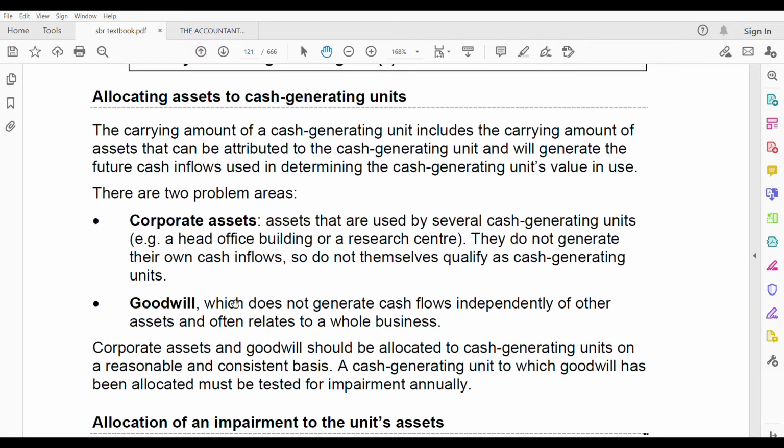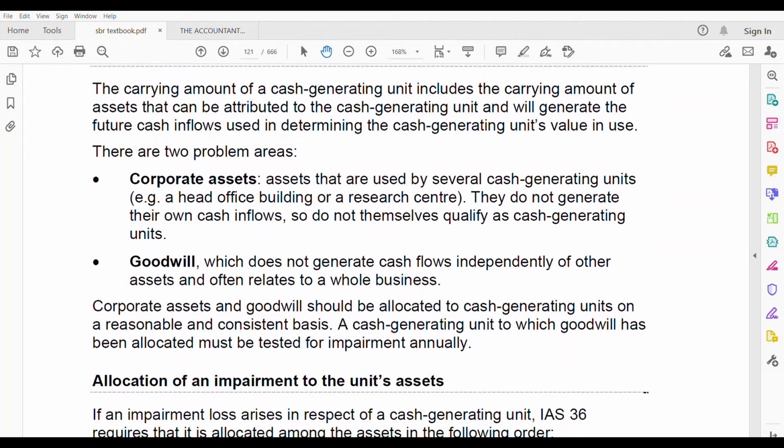And there are two problem areas. What is it? One is goodwill, one is corporate assets. See, corporate assets are assets that are used by several cash generating units, for example, a head office building or a research center, right? A head office can be used by many businesses. This is used by many departments in the business.